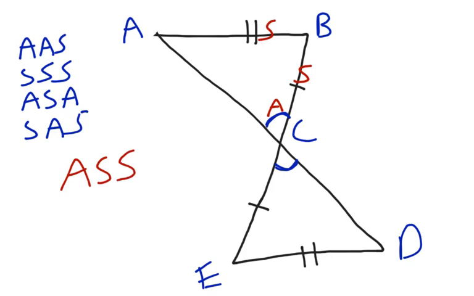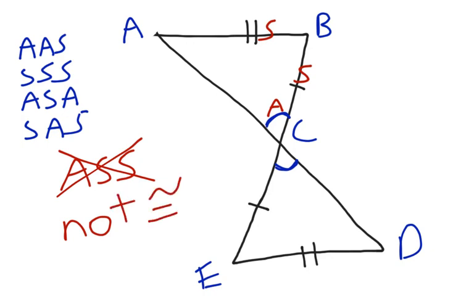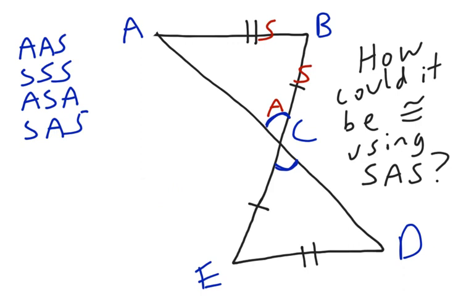So side side angle or angle side side is not going to be a proof for that. So this is not congruent. And they could be congruent, we just don't have enough information. Let's take this question a bit further. How could it be congruent, the two triangles, if we were using side angle side?